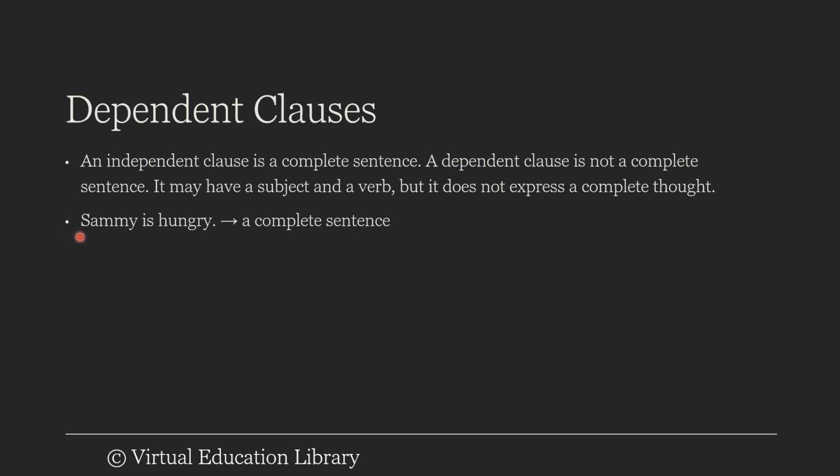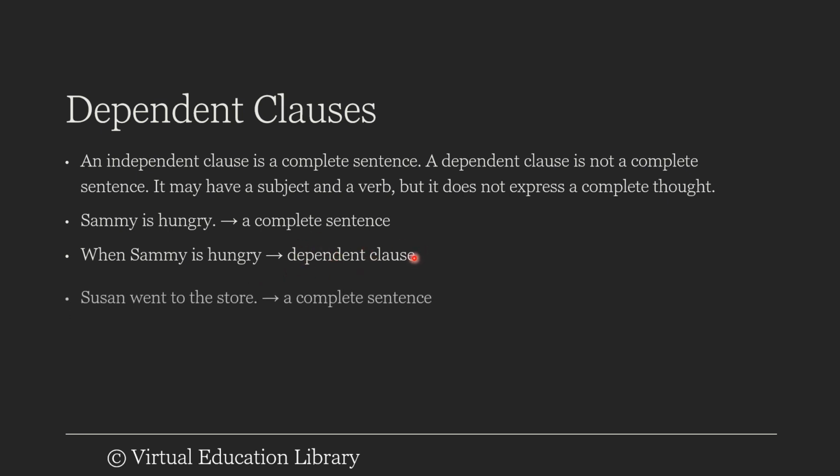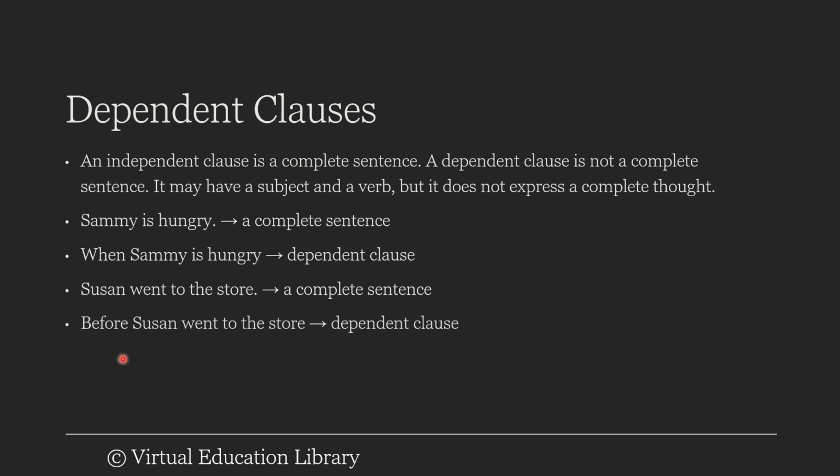An example of that is: Sammy is hungry. It is a complete sentence. When Sammy is hungry, now it needs an independent clause. Susan went to the store is a complete sentence. Before Susan went to the store, now it needs something to complete it. That's why it is a dependent clause.